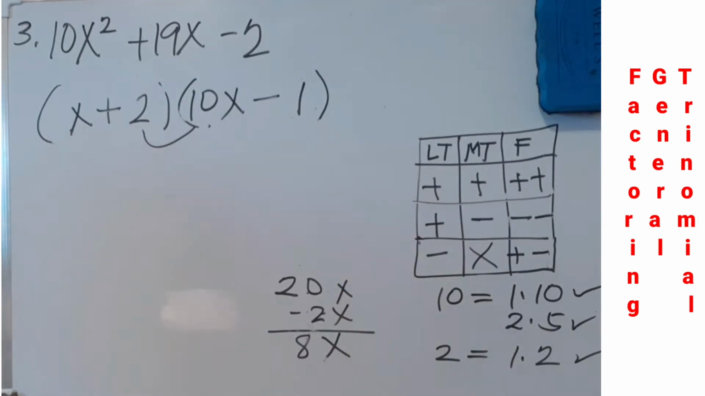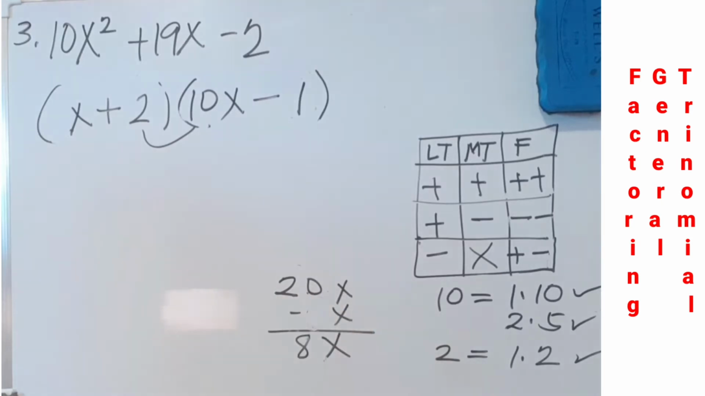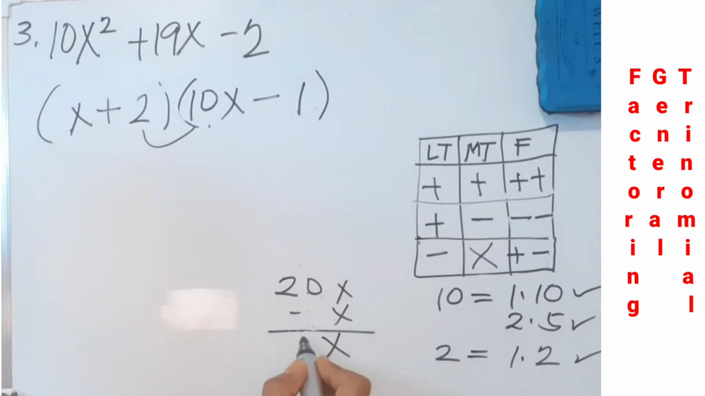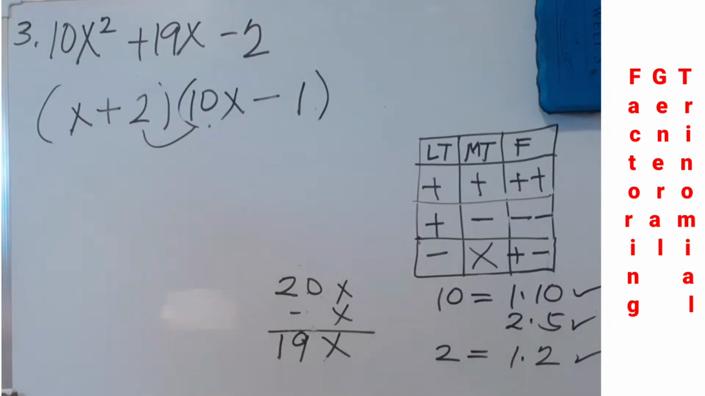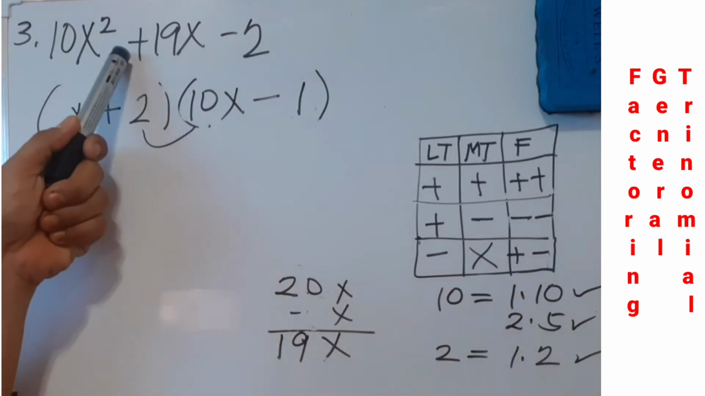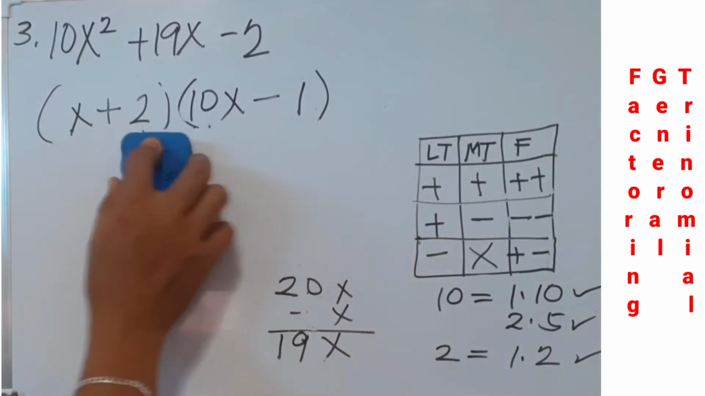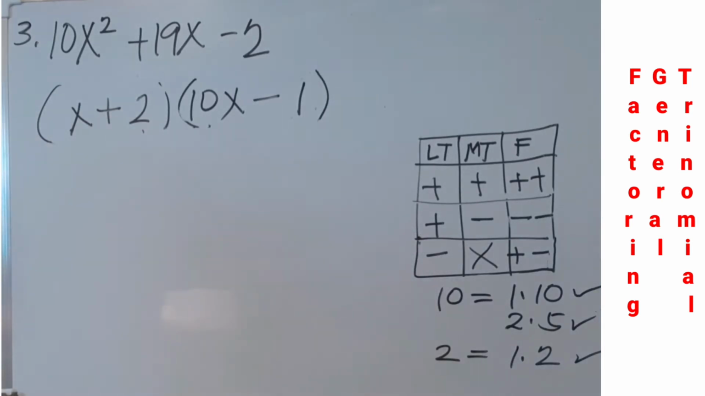X times negative 1 is negative x. 20 minus x, we have an imaginary one there. So we have 19x. And 19x is now equal to our middle term. Therefore, this combination are now the factors of the given polynomial.